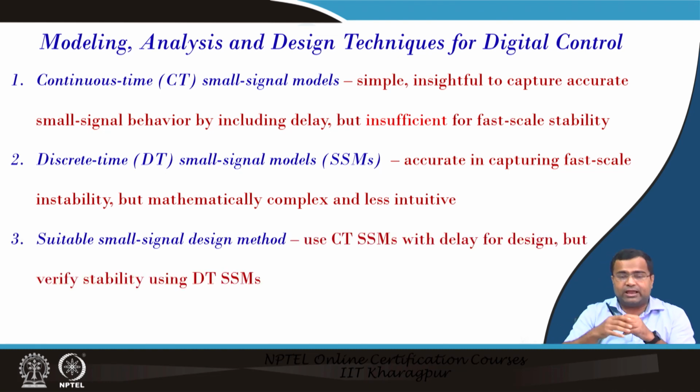So, for an effective way to design small signal based control, one can start with a continuous time small signal model by incorporating the delay, the lumped delay, and this we have discussed in week 5, but we need to finally verify our phase margin as well as the stability by using our discrete time small signal model. So, we need to use this combination of these two. The starting point will be the continuous time small signal model, which is intuitive and which actually maps into various kinds of impedance shaping and other techniques.